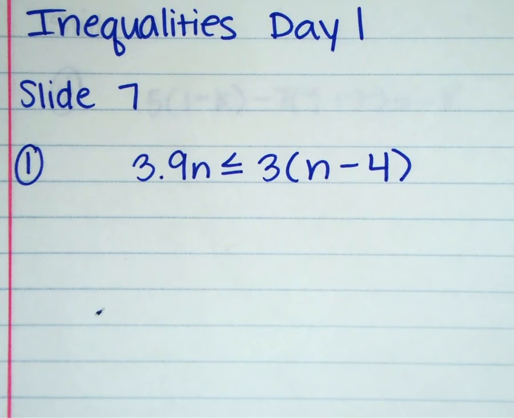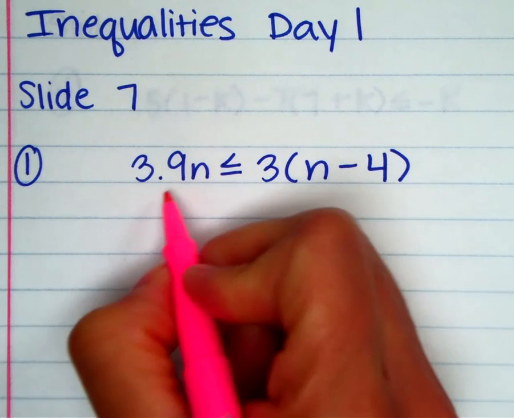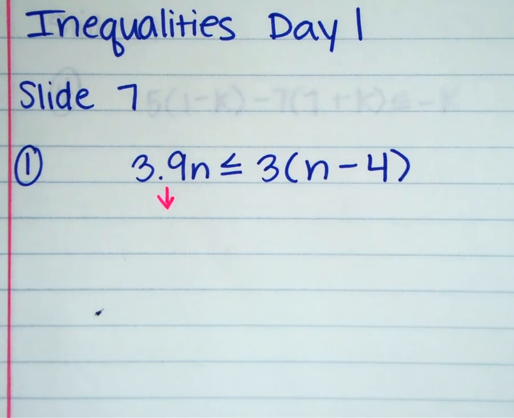So first question is 3.9n less than or equal to 3(n - 4). When we see parentheses, we have to know that's multiplication. So right here on the left side, there's nothing going on that we need to fix. So we're just going to bring down our 3.9n.